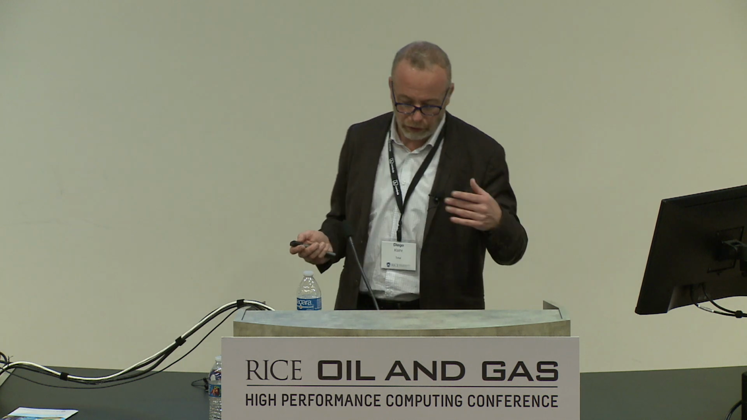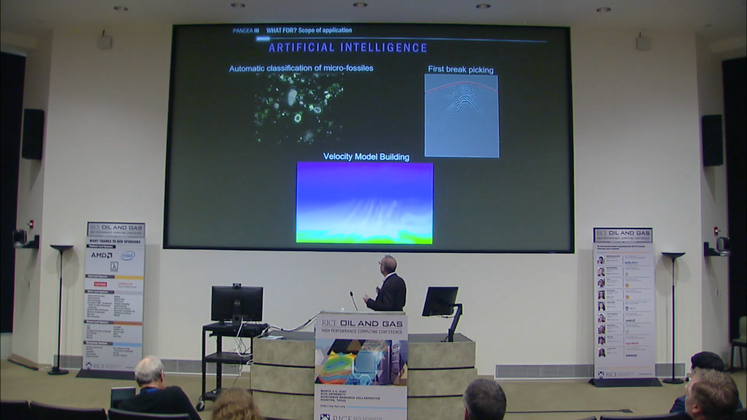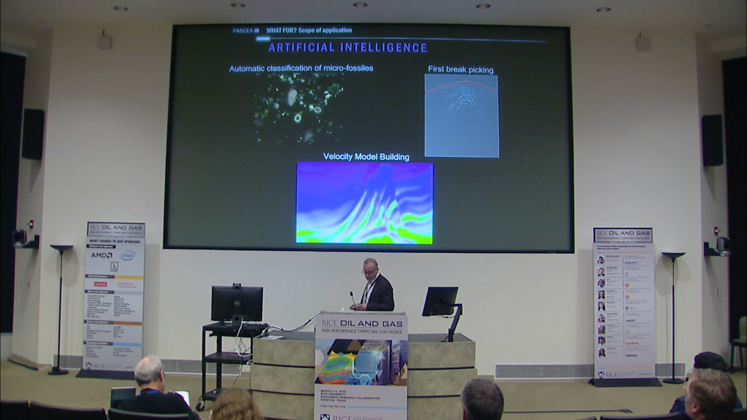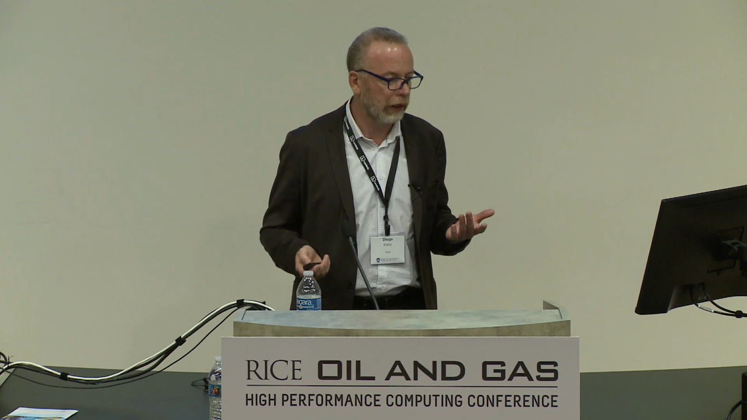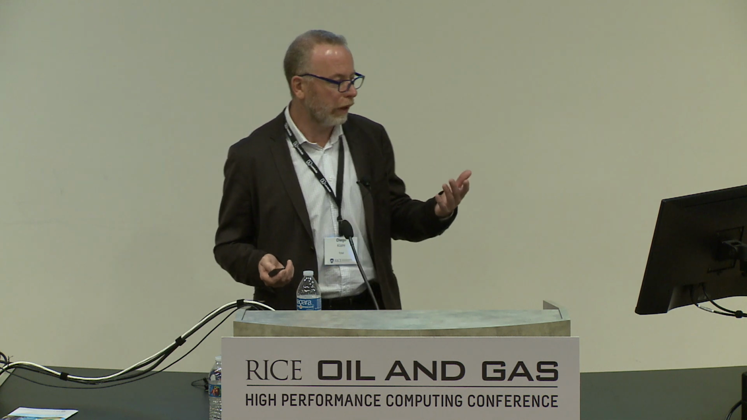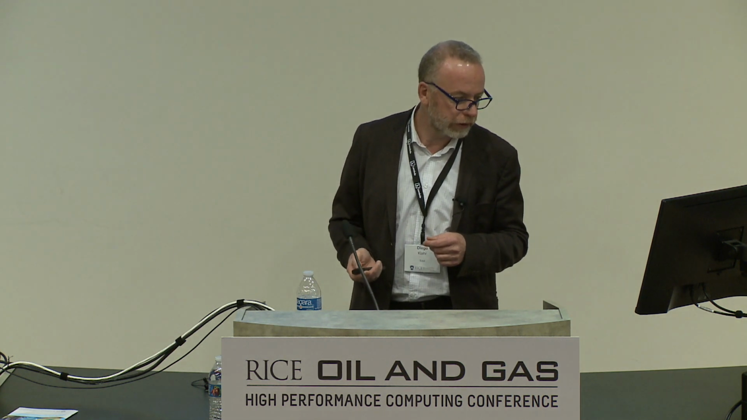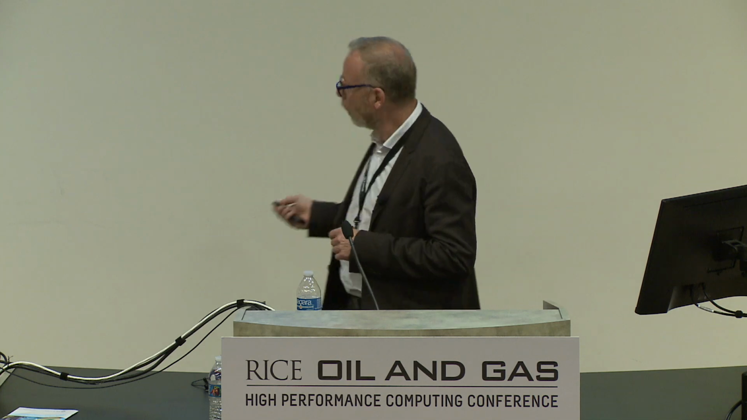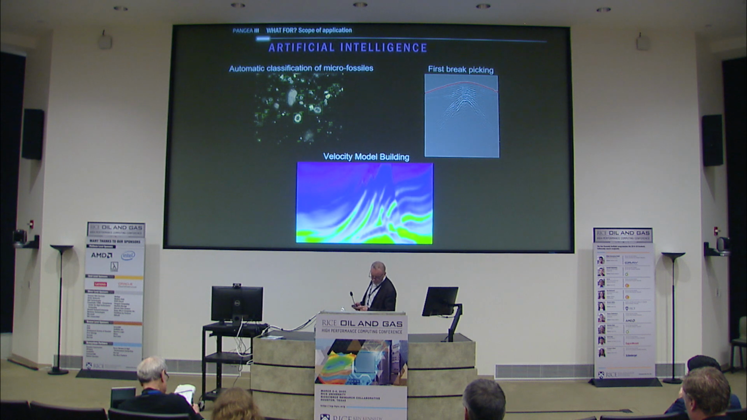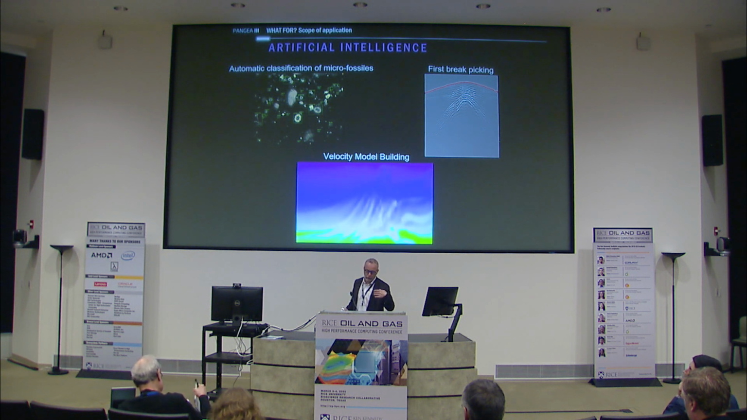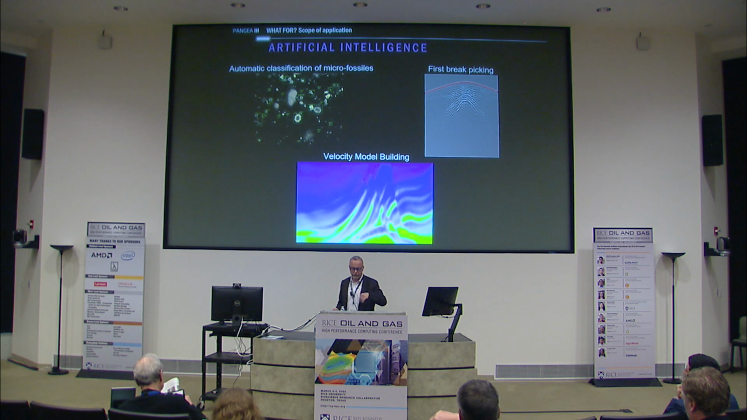This is one example. The other one is more classical, let's say. It's about seismic processing and the first break picking, which can now also be automated directly with artificial intelligence. The third one is about velocity model building. To better estimate the structural pattern of the Earth, we use an AI approach to construct this velocity model.